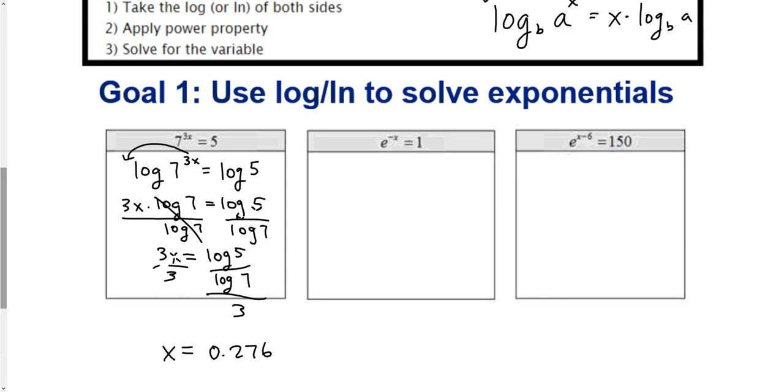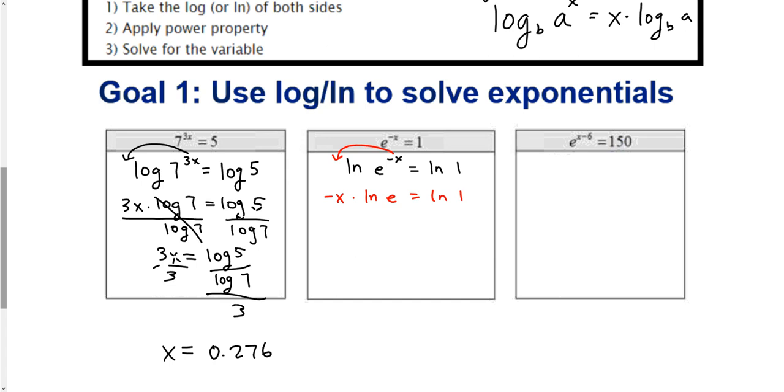Next one. If it has an e in it, it's probably better just to use an ln. So I'm going to take the natural log of both sides. e to the negative x equals ln of 1. Same rule as before, though. This negative x can move to the front. So we have negative x times the natural log of e equals natural log of 1.